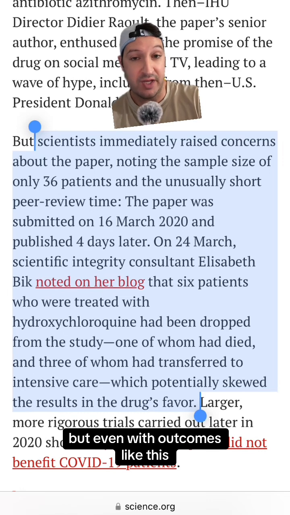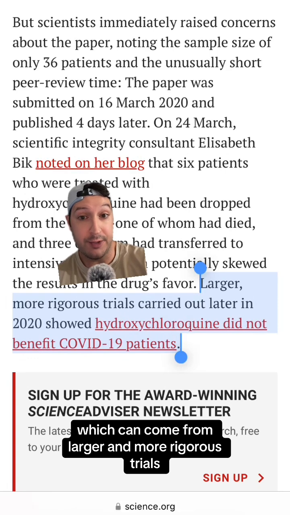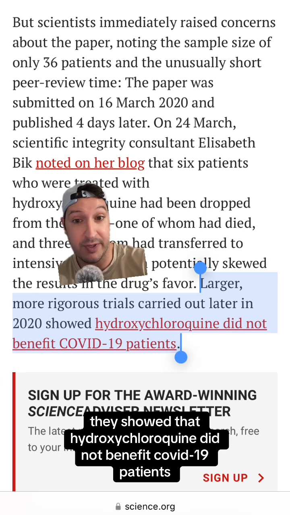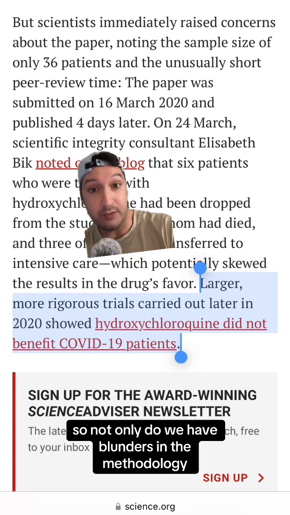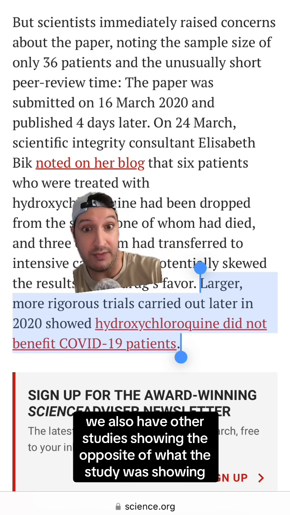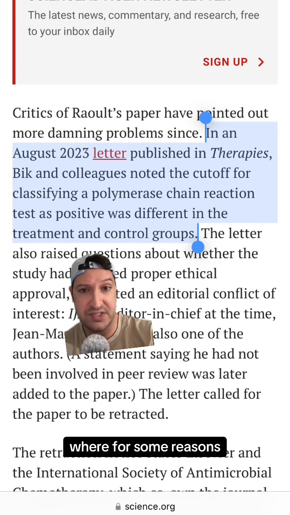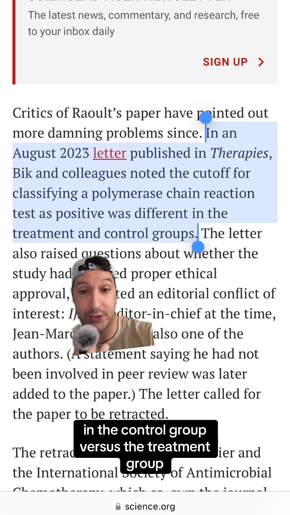But even with outcomes like this, oftentimes journals want more evidence, which can come from larger and more rigorous trials. And when these larger and more rigorous trials were performed, they showed that hydroxychloroquine did not benefit COVID-19 patients. So not only do we have blunders in the methodology, we also have other studies showing the opposite of what this study was showing. And then there were even more issues identified a few years later, where for some reason the authors had a different cutoff for what constituted a positive versus a negative COVID test in the control group versus the treatment group.